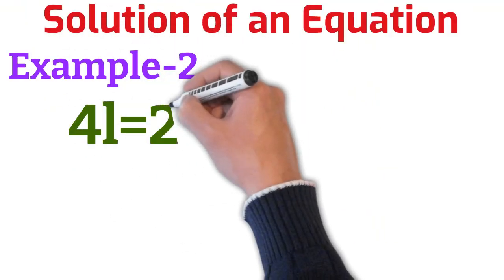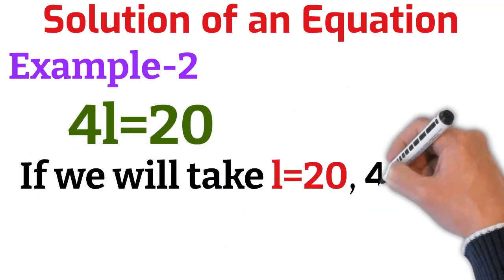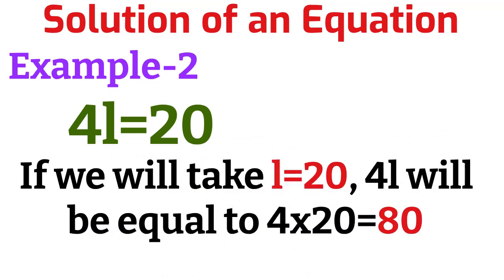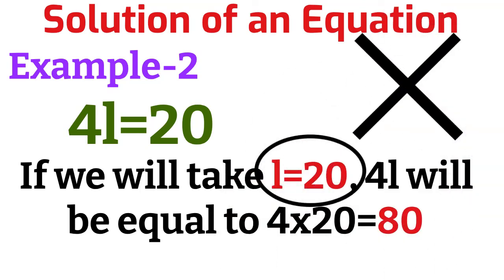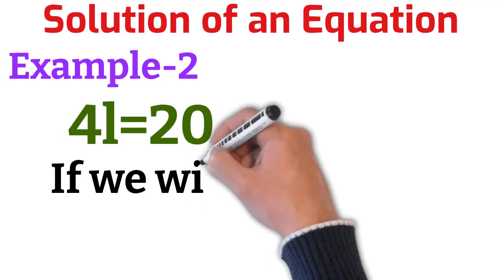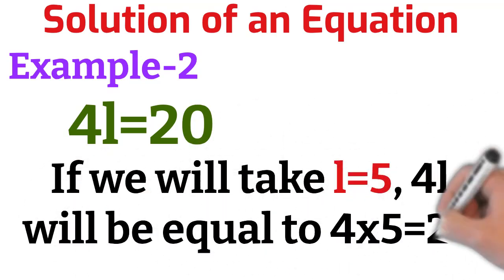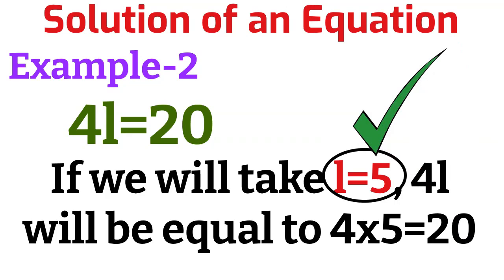Another example. 4L equal to 20. If we take L is equal to 20, 4L will be equal to 4 into 20, that is 80. Thus, L equal to 20 does not satisfy this equation. And if we take L equal to 5, 4L will be equal to 4 into 5, that is 20. Thus, L is equal to 5 satisfies this equation, which is the solution.